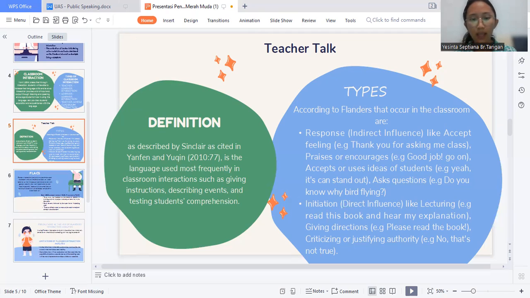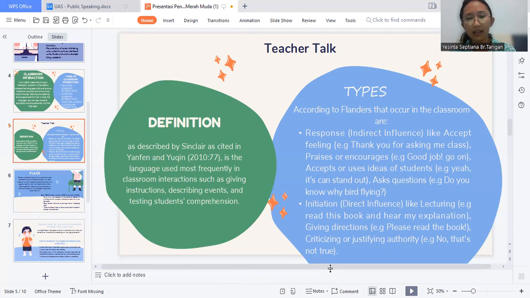For example, like this, do you know why birds fly? Yeah, it can stand out. Okay, and then the next, ask questions. For example, do you know why birds fly?